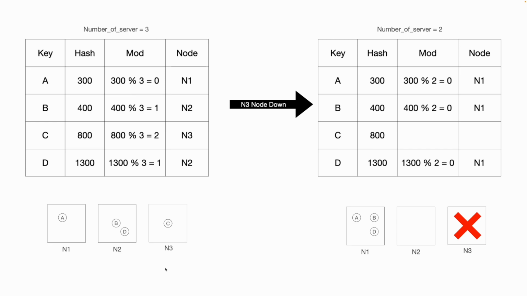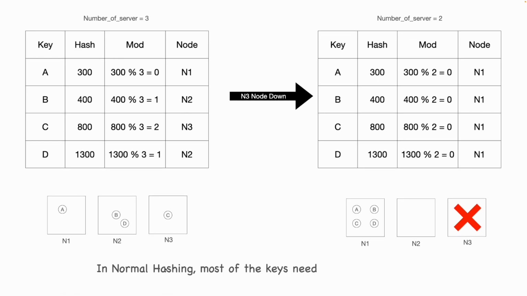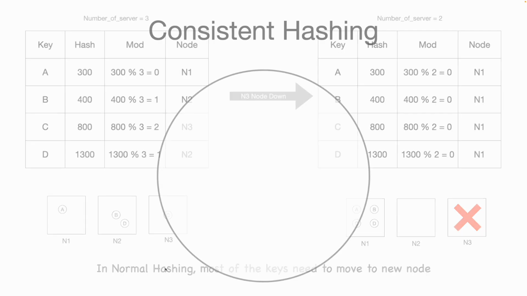The mod of B and D will change. Previously B and D were served by n2. Now with the number of servers equal to 2, B and D will be served by n1. Same for C: C will be served by node n1. So in this case, we can see we have to move most of the data, B and D, from n2, and n2 is working right now. But still we have to move B and D to node n1. To improve the movement of data keys, we can use consistent hashing.